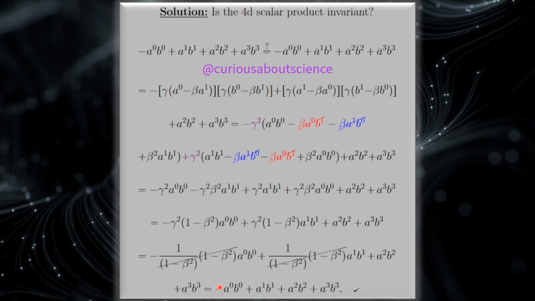And what do you know? We get a negative 0,0, positive 1,1, positive 2,2, and positive 3,3. Sure enough, they work out just as we want them to, and the transformation still remains invariant. So yes, it is invariant, and we like to see that they remain the same before and after.